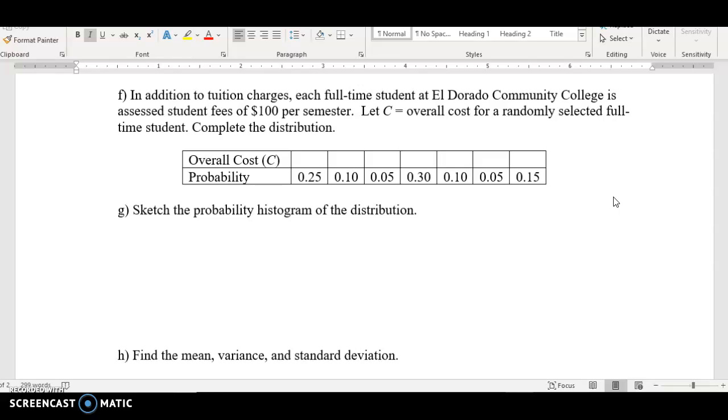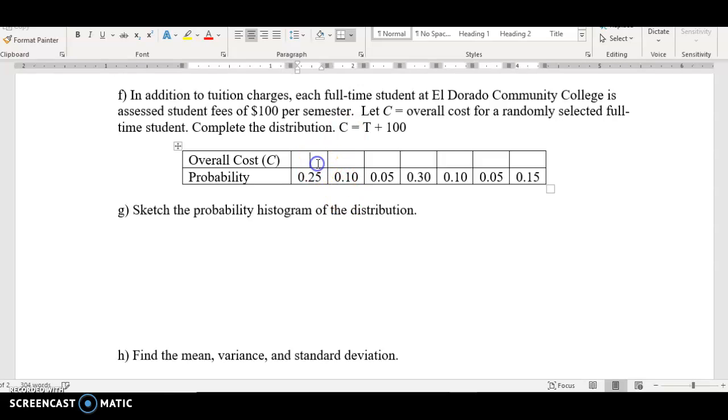So same problem, same college, but now that tuition that was 50 times the units, we are going to have an additional tuition charge, a student fee of $100 per semester. So let C equal the overall cost for a randomly selected full-time student. So the probabilities stay the same. They're based off of those original credits. And in the last problem, we multiplied each of those credits by 50. And now on top of that, we're going to add 100. So my last distribution was T, and I'm making this new distribution C, which is T plus 100.